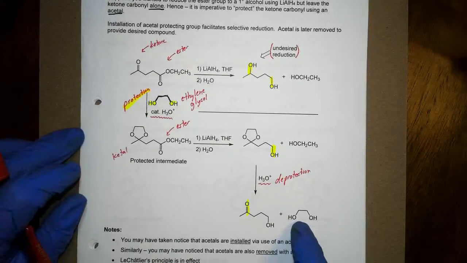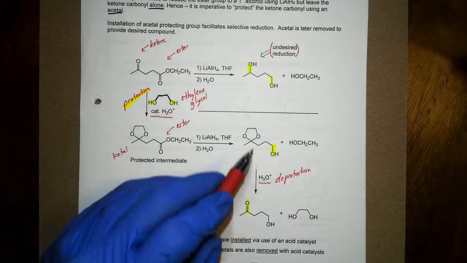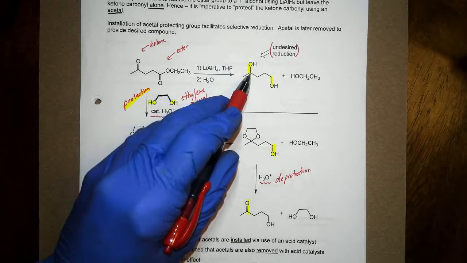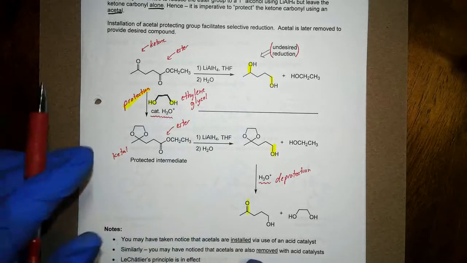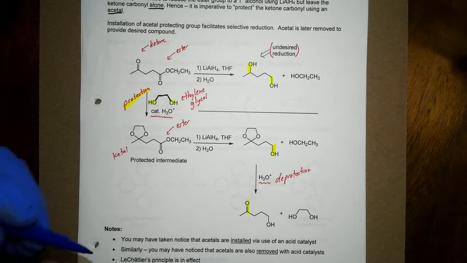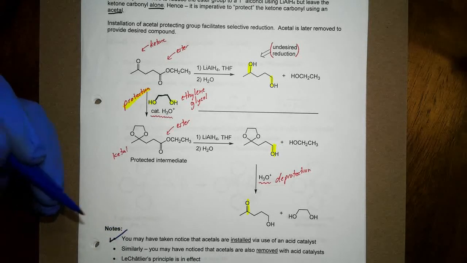So you may have to dwell upon this a little bit, but again, contrast this structure to that structure, and notice here, this had the ketone reduced to a secondary alcohol, where here the ketone is the same. So this took added steps, but protecting groups are very integral to organic chemistry. So, and I had mentioned this again, you may have taken notice that acetals are installed.